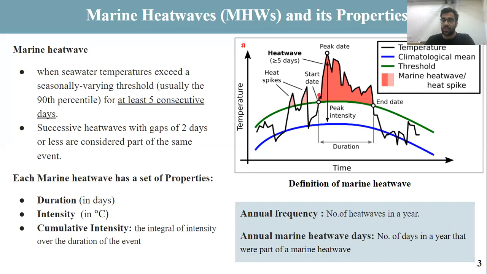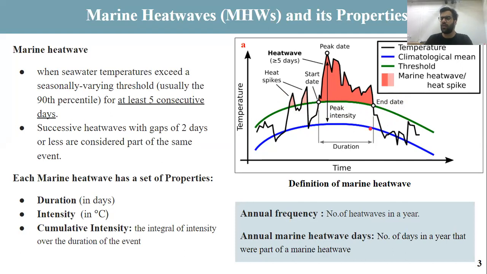If the sea surface temperature remains higher than the 90th percentile threshold for a minimum of 5 successive days, then we call it a heat wave. Otherwise, if it is for 1 day or 2 days, we call it just a heat spike. And if another event starts just 1 day after this heat wave ends, then we call it a part of the previous heat wave as well.